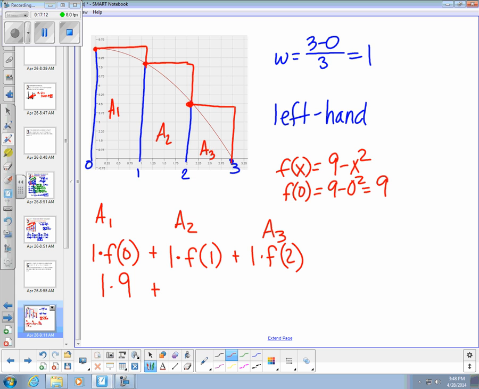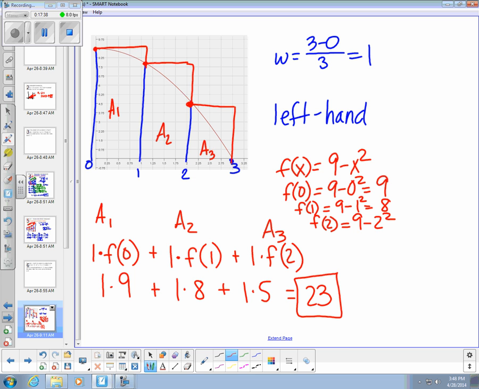For the second one, if I plug in a 1, f of 1 would be 9 minus 1 squared, or 8. So 1 times 8. And for my third rectangle, my f of 2 is 9 minus 2 squared, which would be 5. So 1 times 5. And when we multiply by 1, it's not really going to change the number. So 9 plus 8 plus 5 is 23. Okay, and remember, that's an overestimate. Oh, sorry, 22. And that is an overestimate because our rectangles actually went above the curve, so it included a little too much area.